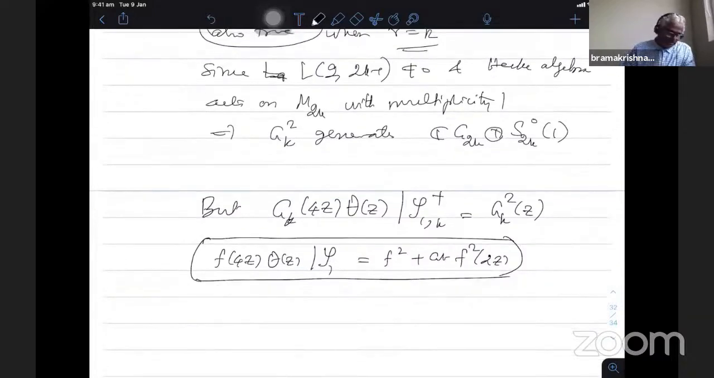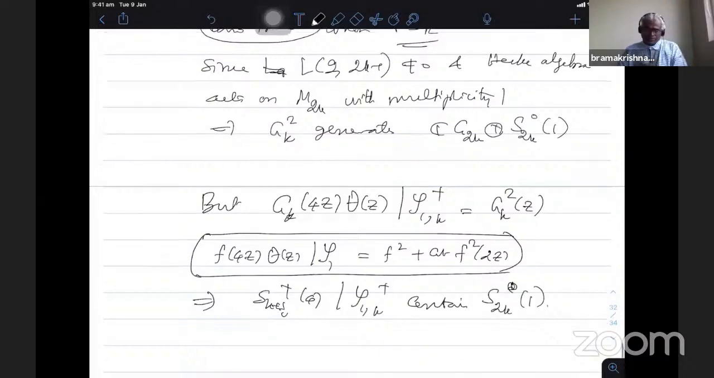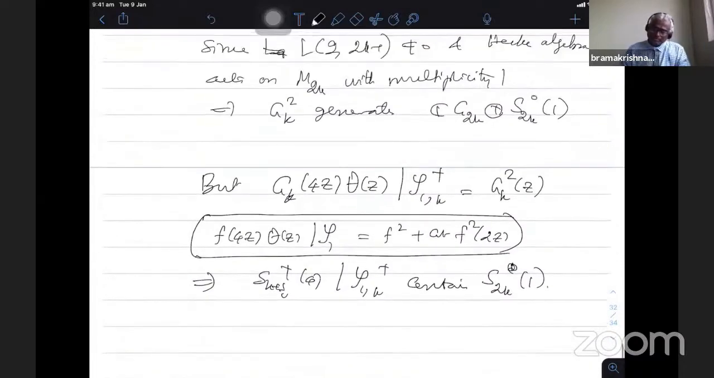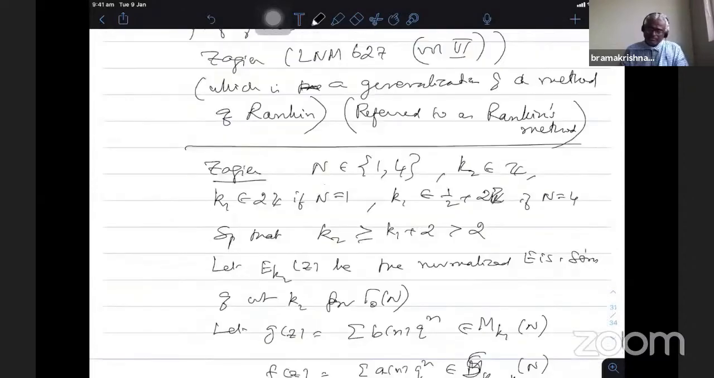So this implies that S_k plus, under the map, contains S_2k. And then he uses the reverse direction, making the same kind of argument. Therefore one gets the following theorem. The theorem is proved. Mainly these are the main ingredients in the proof.